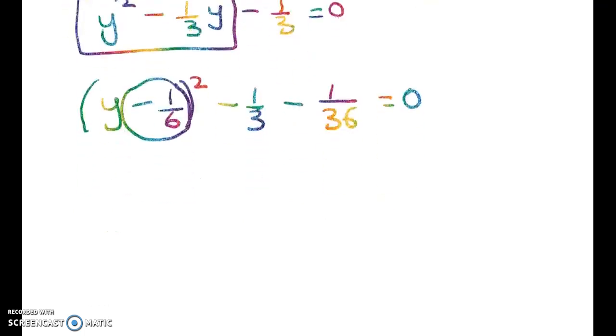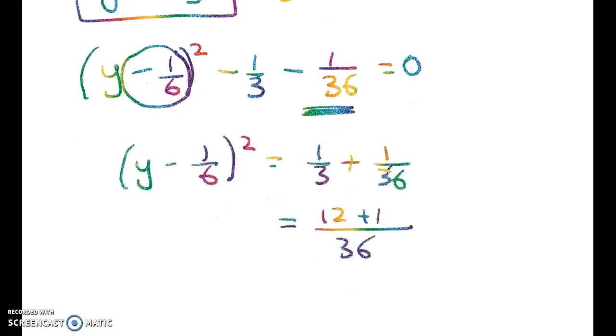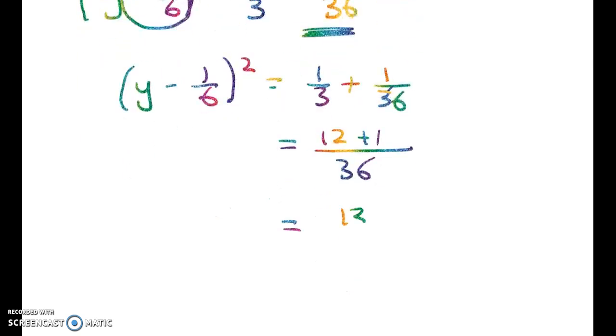So if you're not liking this bit, go right back to that first example where there were no fractions and make sure you've really understood those ones first. So now we have y minus 1/6 squared is equal to 1/3 plus 1/36, which is 12 plus 1 over 36, or 13 over 36.